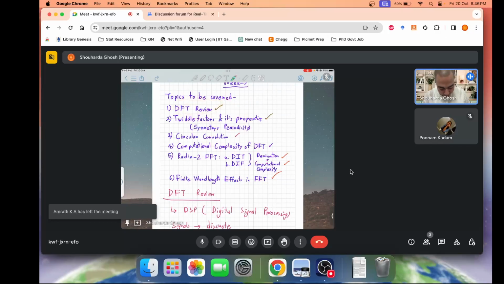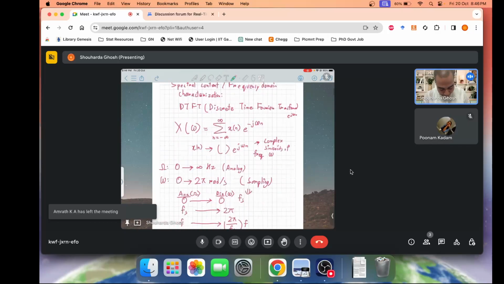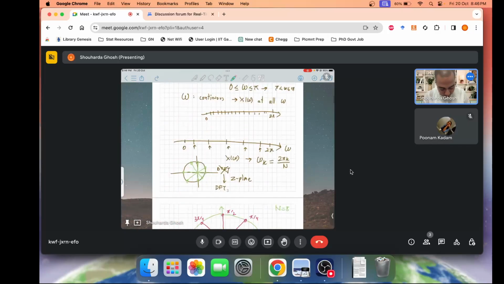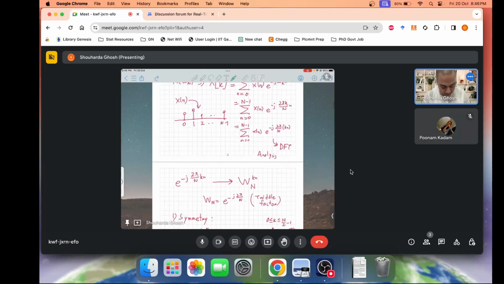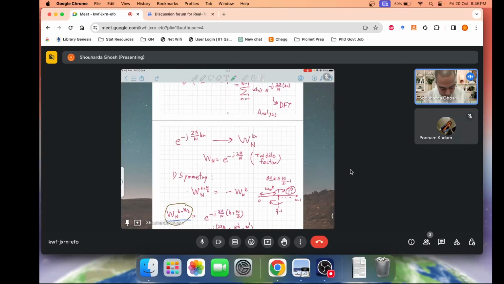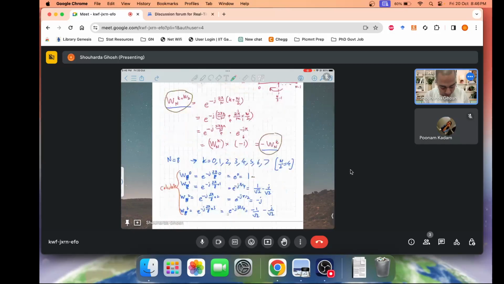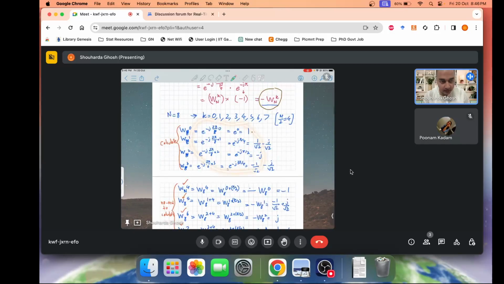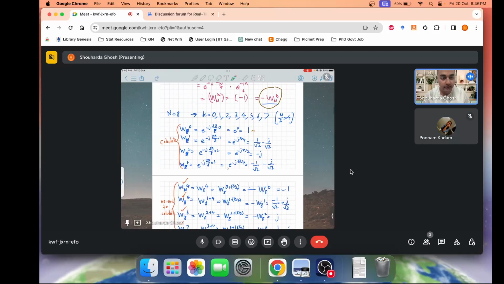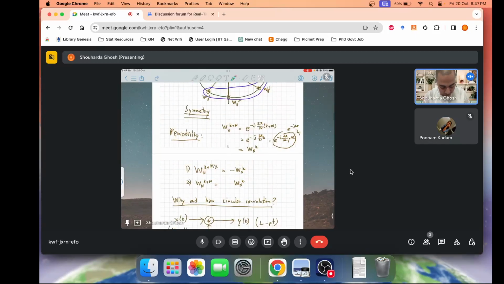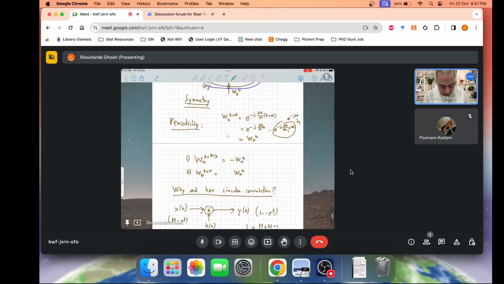Okay, and then the twiddle factor. Same repetition, you can go through my notes. The twiddle factor has two important properties. One is the symmetry, W_N of k plus N by 2 equals minus W_N of k, and in fact this symmetry property helps in simplifying the fast Fourier transform as well. And the periodicity is W_N of k plus N equals W_N of k.